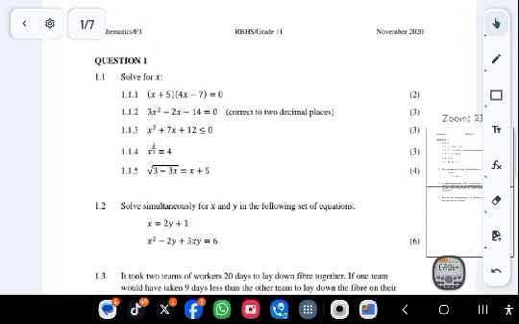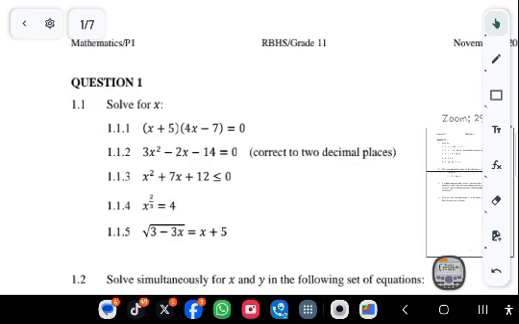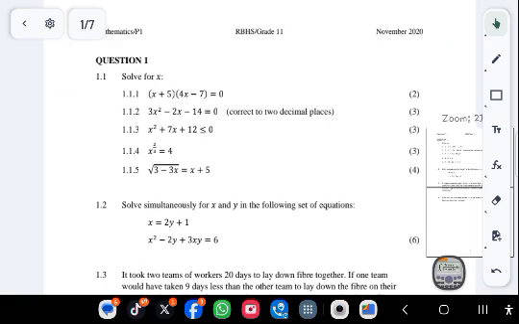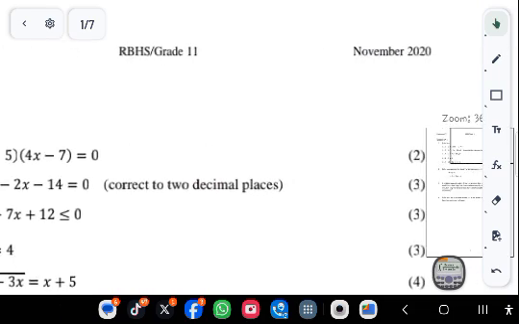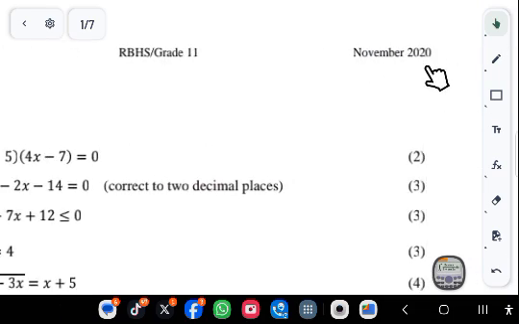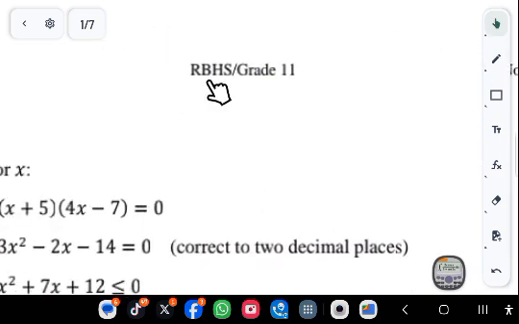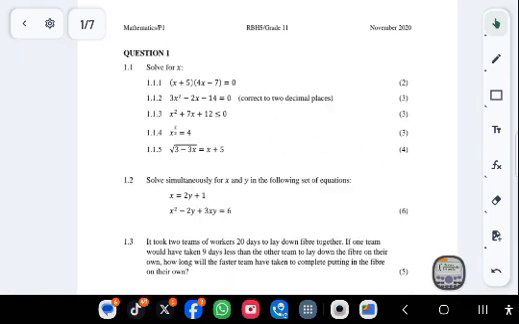And in this video, we're going to focus on mathematics grade 11 equations and inequalities. That is the chapter we're focusing on. And this question comes from the November 2020 question paper, which comes from Rondebosch Boys High School in Cape Town.